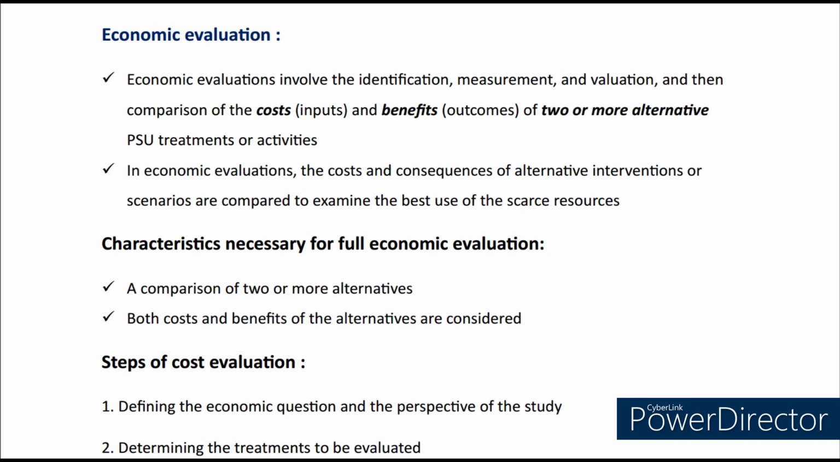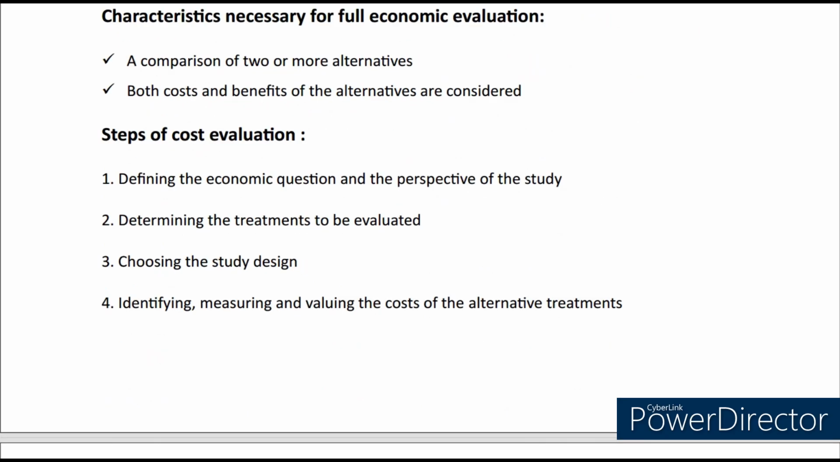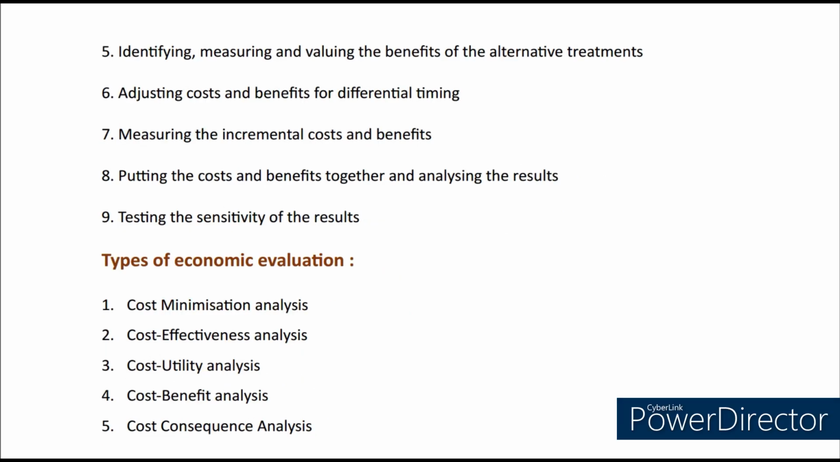So one is a comparison of two or more alternatives is required. And next is both cost and benefit of the alternatives are considered. Now let's look at the steps of cost evaluation, starting from defining the economic question and perspective of the study, determine the treatments to be evaluated, choose the study design, identify, measure and value the costs of the alternative treatments, identify, measure and value the benefits of the alternative treatments, adjust costs and benefit for differential timing, measure the incremental cost and benefits, putting the costs and benefits together and analyze the results, and last is to test the sensitivity of the results.